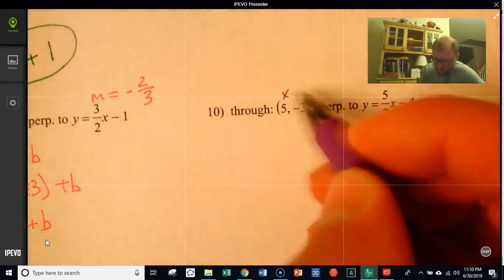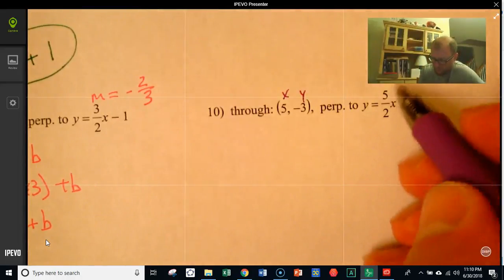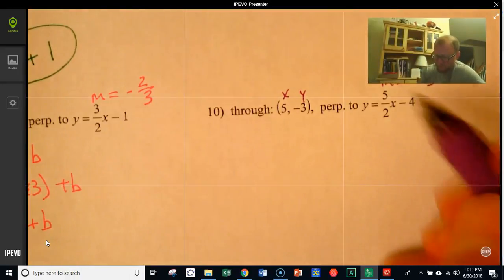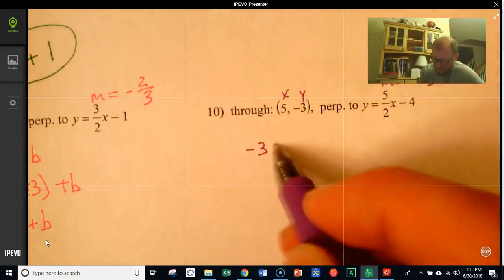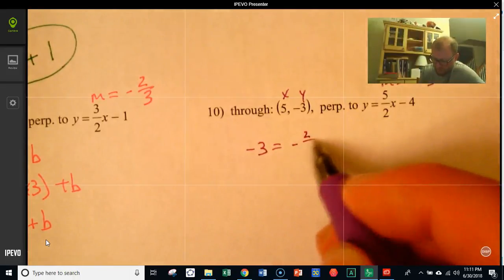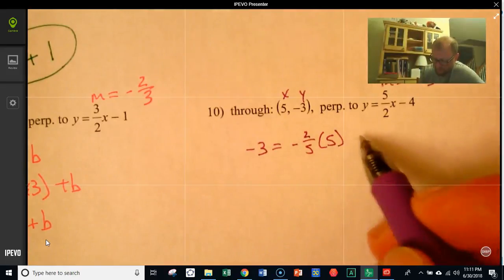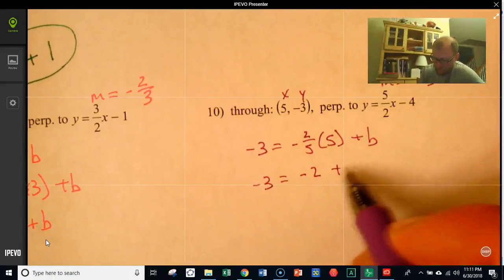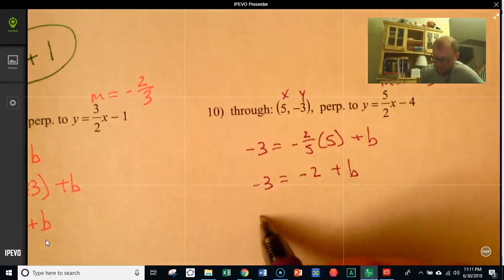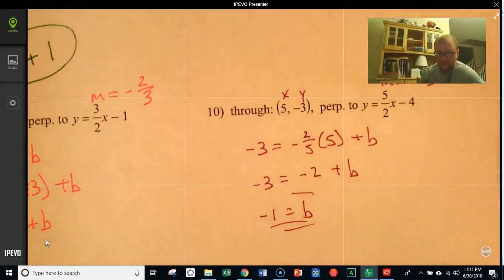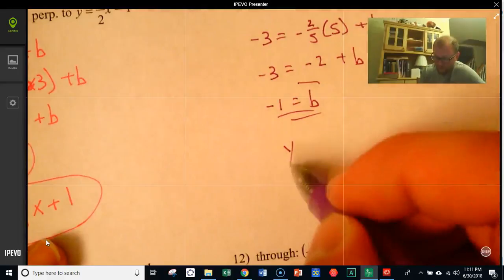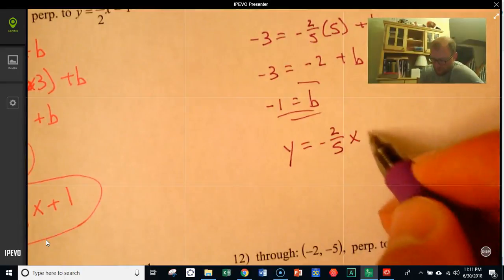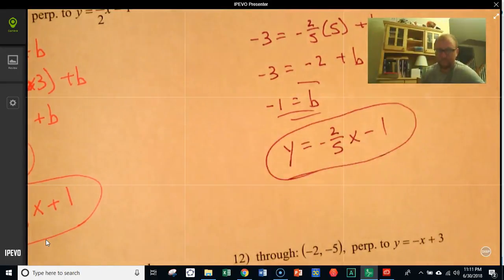Next one here, we've got x, we've got y, and we've got our m, which is going to be negative 2/5. So negative 3 equals negative 2/5 times 5 plus b. Negative 3 equals negative 2 plus b. And add 2 to both sides. We get negative 1 equals b. At least it's negative this time. Okay. So our equation is y equals negative 2/5 x minus 1.